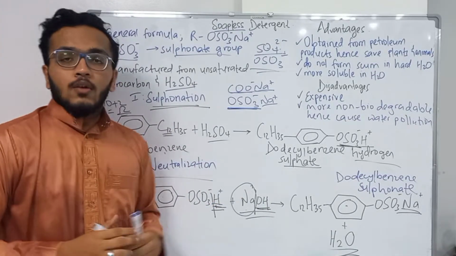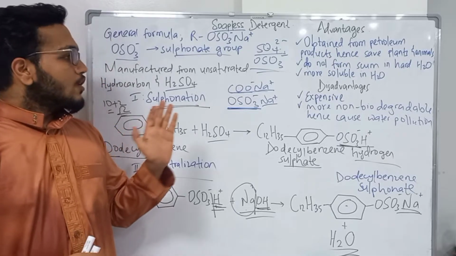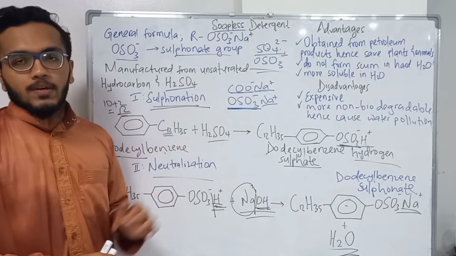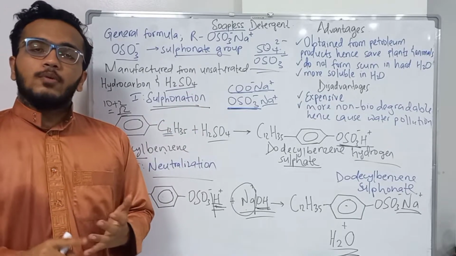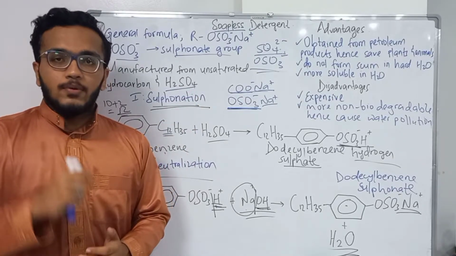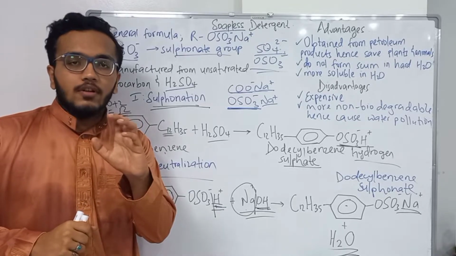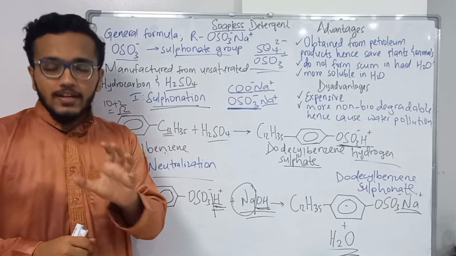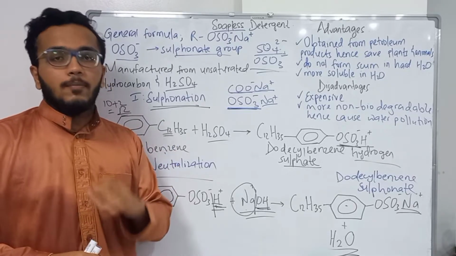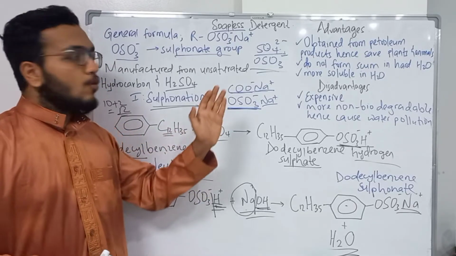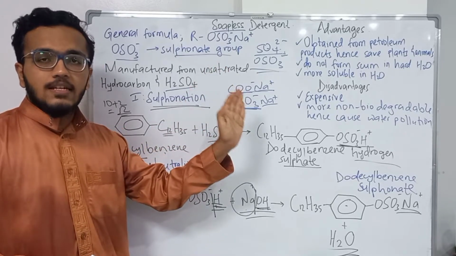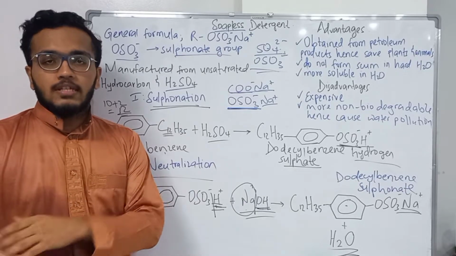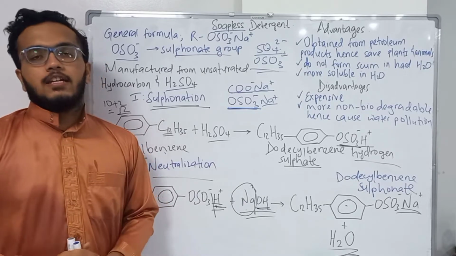Okay. Now, what are the advantages of soapy detergent over soapless and vice versa? Let's look at the soapless advantages first. First of all, we say it comes from petroleum products, and we say soapy detergent comes from reacting fat and oil with sodium hydroxide or potassium hydroxide. Fat and oil come from plants and animals. However, petroleum products do not. So the soapless detergent advantage is it does not come from plants. It is a petroleum product. Hence, it saves plants and animals.